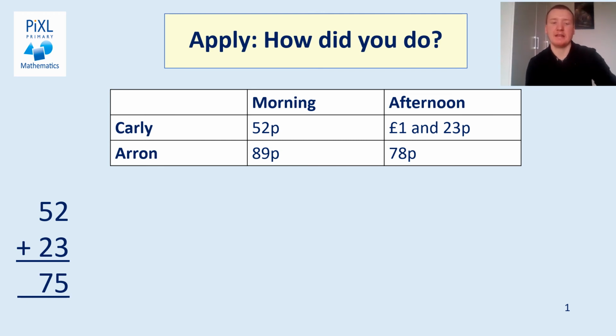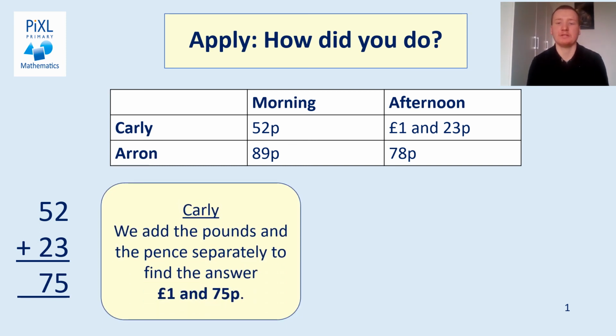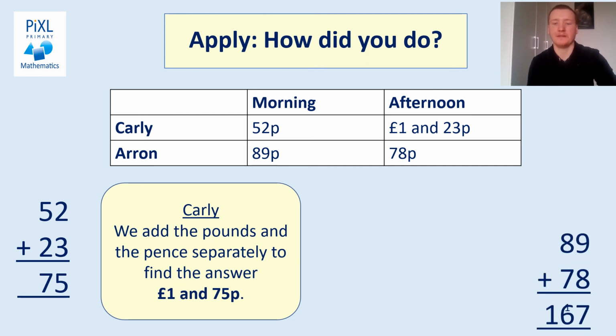But don't forget, Carly also got that pound in the afternoon because she was very lucky. So the amount she got all day was £1.75. Now that's our first part of answering this question. Let's look at the second part.